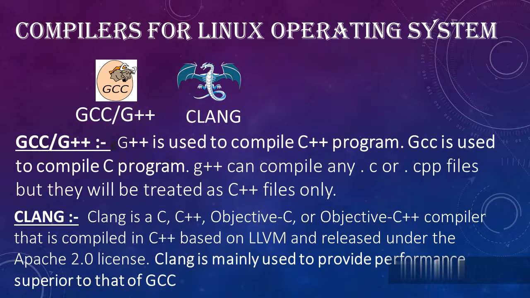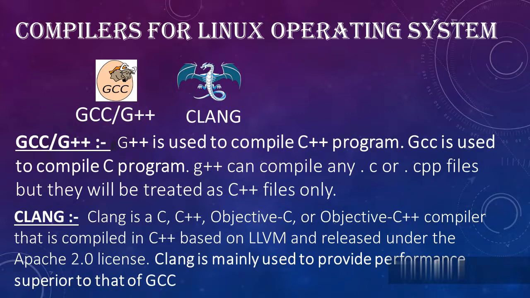And Clang is used to compile the C family such as C, C++, Objective-C and all that. Clang is completely based on LLVM, which means low level virtual machine, and Clang is more superior than GCC and G++, but I will be talking about only G++ for convenience.